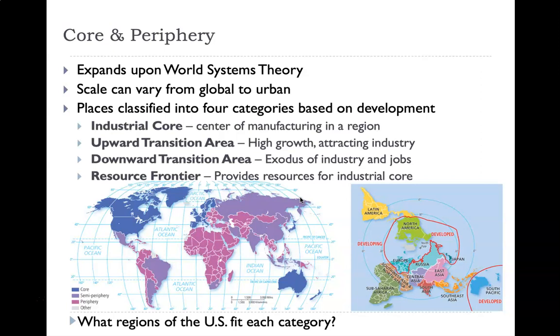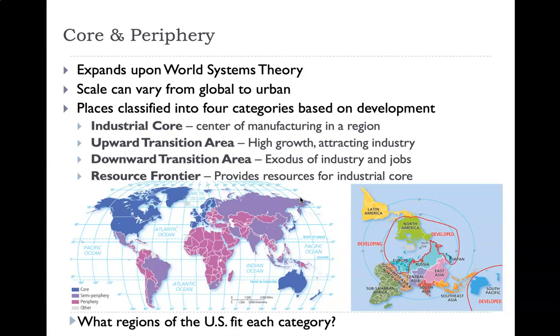Upward and downward. The upward transition areas are places that are on the come up, that are looking to push to be more like the industrial core. And then you have the downward transition, places that were in a downward transition, where you see a loss of industry and you see a loss of jobs.